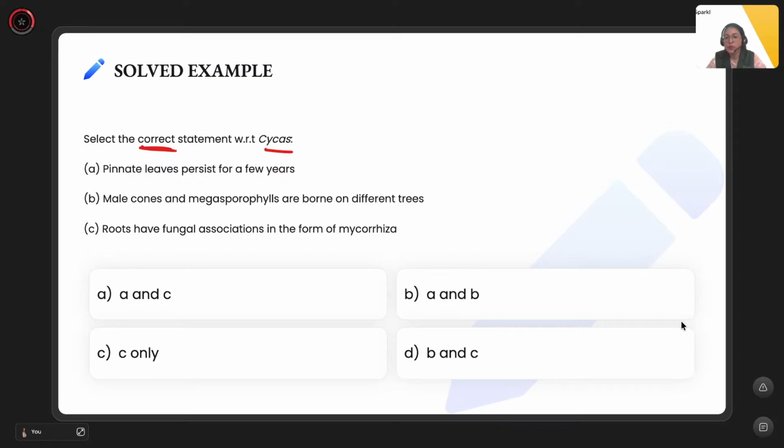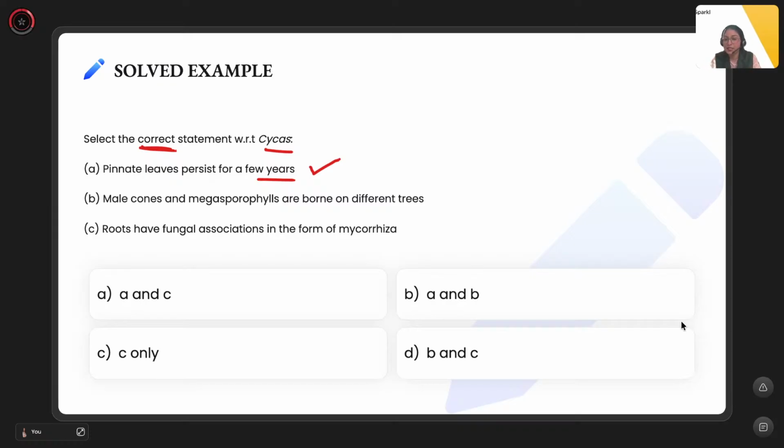So if you look at the first statement over here, it says pinnately leaves persist for few years in case of cycas. Now cycas बेटा एक जिम्नोस्पर्म है, and yes, जो cycas के leaves होते हैं वो कई सालों तक persist करते हैं. For few years they are there on the plant.